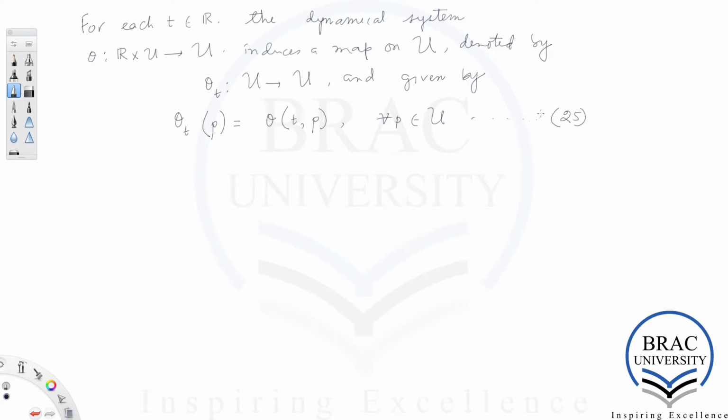The map theta t from U to itself defined by 25 is C1.